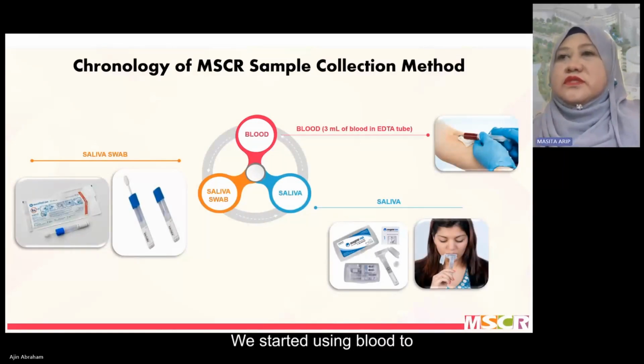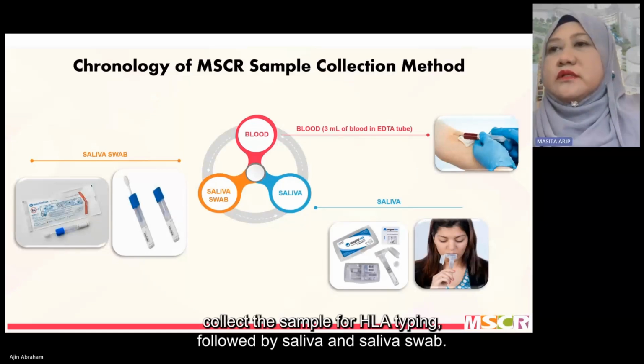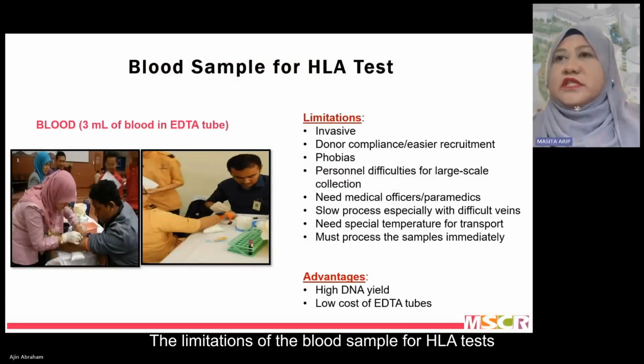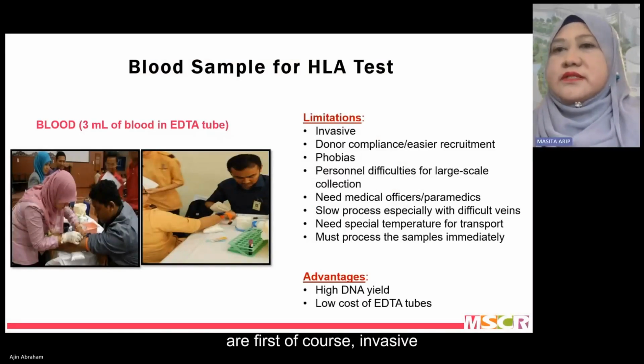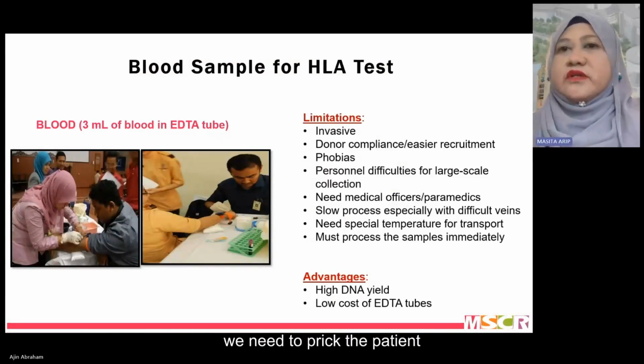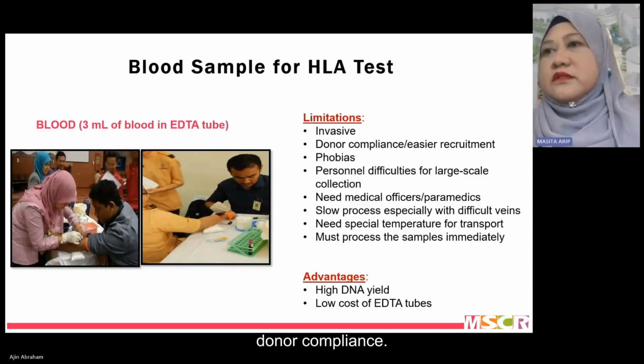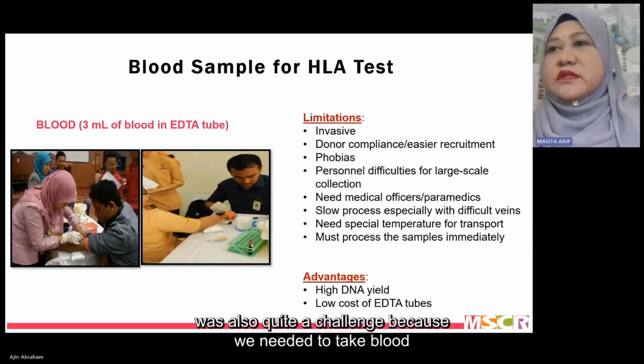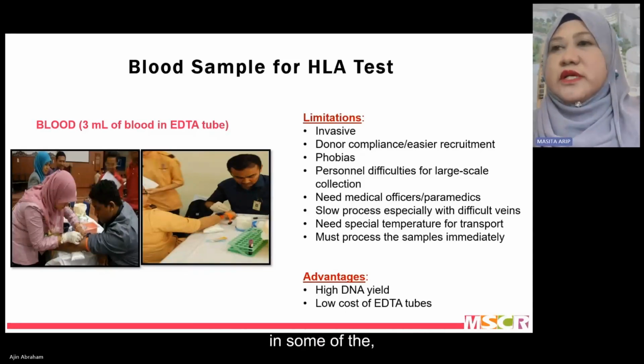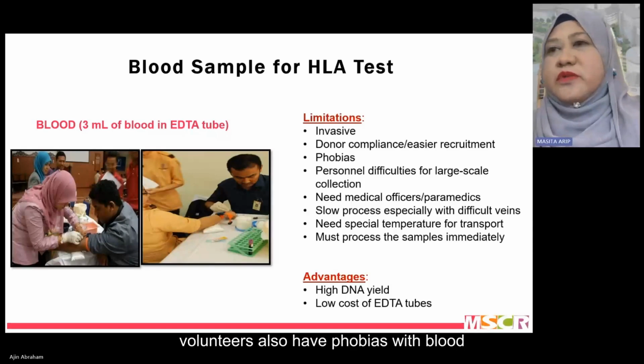I would like also to share about the chronology of the MSCR sample collection method. We started using blood to collect the sample for HLA typing, followed by saliva and saliva swab. The limitation of the blood sample for HLA test, first, of course, is that it is quite invasive. We need to prick the person. Secondly, donor compliance is also quite a challenge because some of the volunteers are quite phobic of blood.